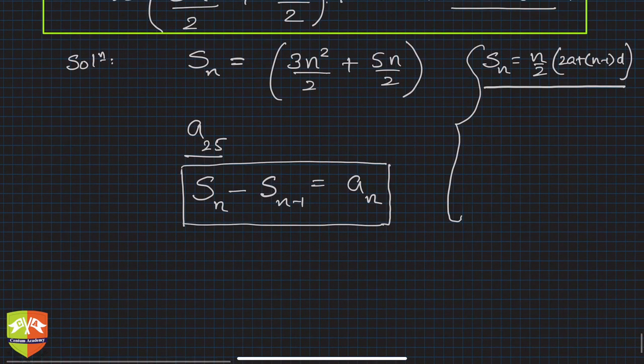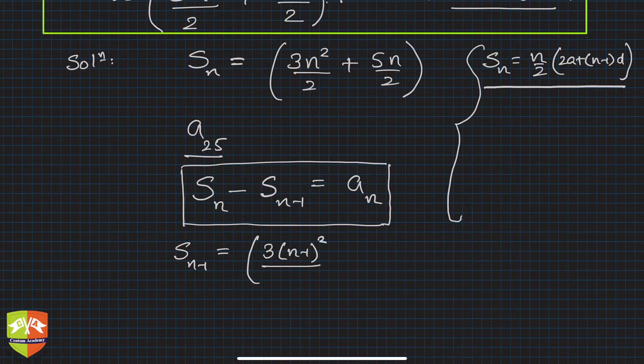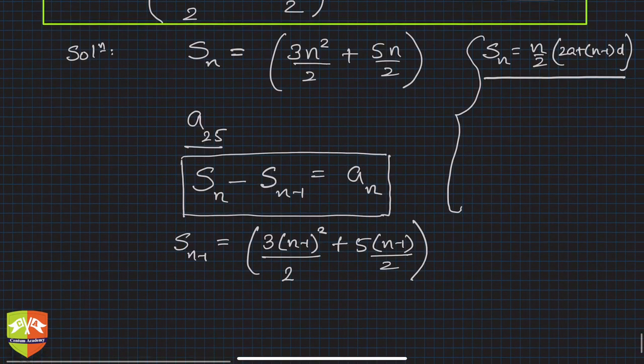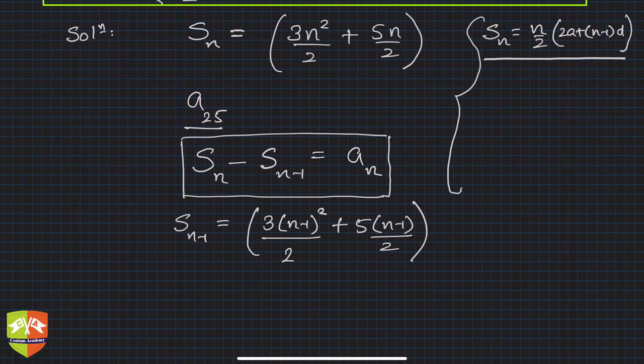So Sn is given. What is Sn minus 1? Sn minus 1 will be, wherever there is an n, replace it by n minus 1. So 3 times n minus 1 square by 2 plus 5 times n minus 1 by 2. This is Sn minus 1. Right, so we will get An as Sn minus Sn minus 1.